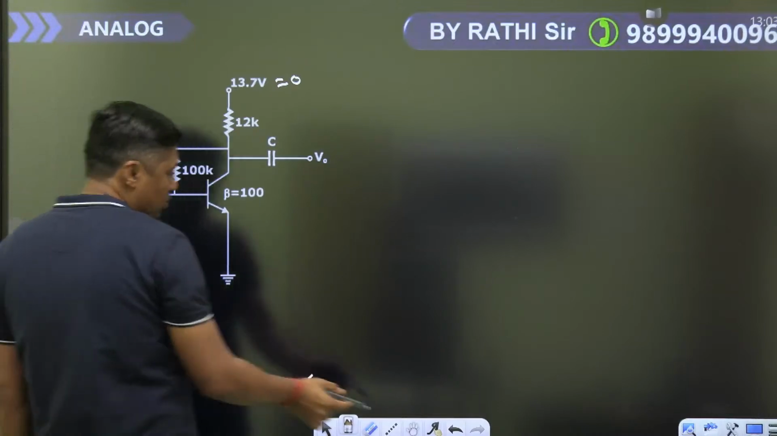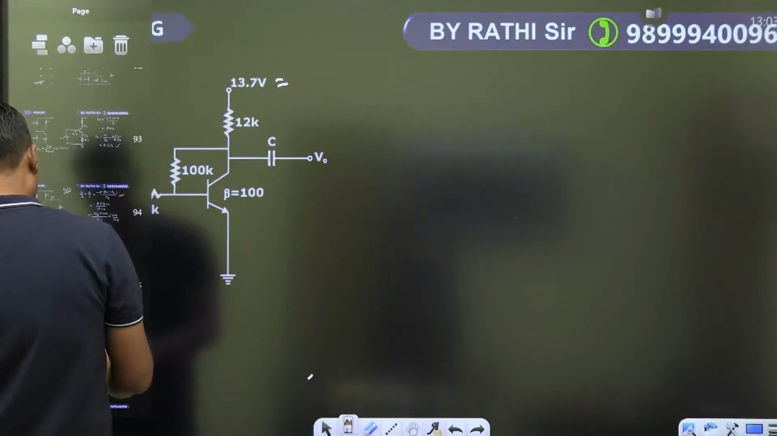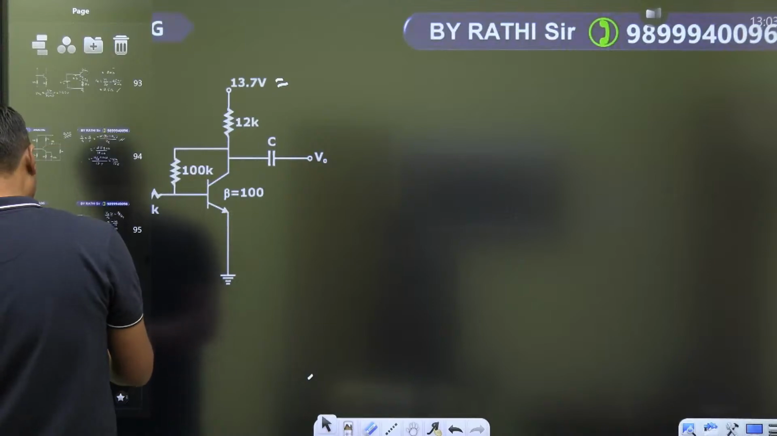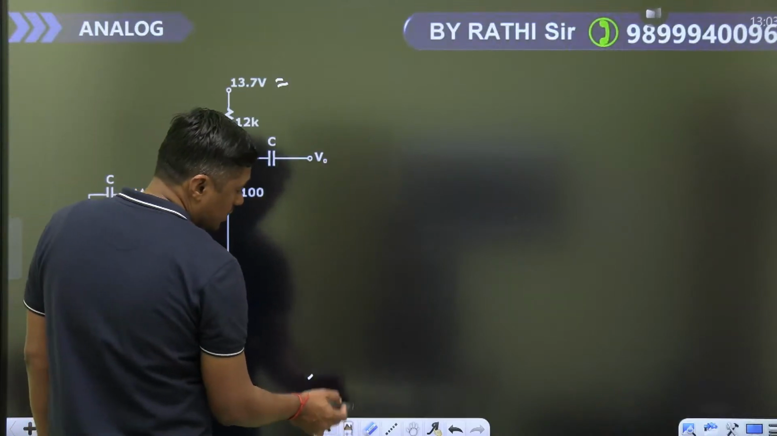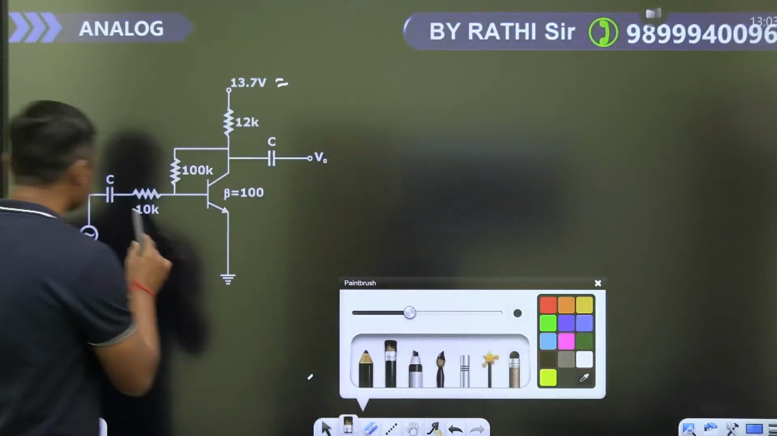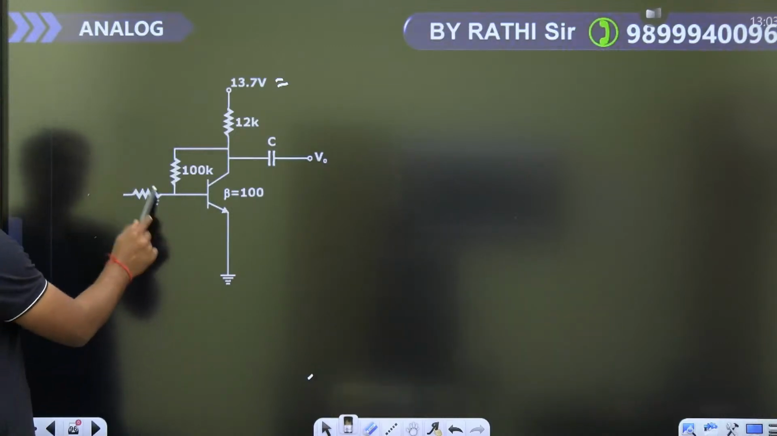DC analysis. You have to do the DC analysis and then what? AC analysis. But according to the given information, you have to apply the approximated formula, but I am giving you the method. During DC analysis, this capacitor will act as what? Open circuit. You can make it open. What will be the current here? 0.